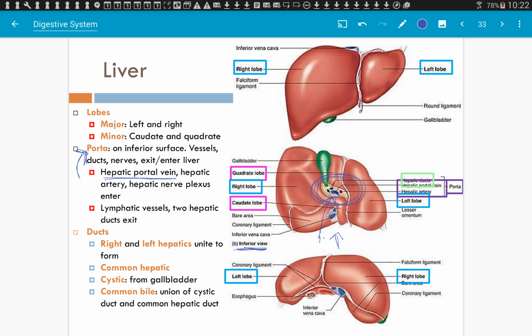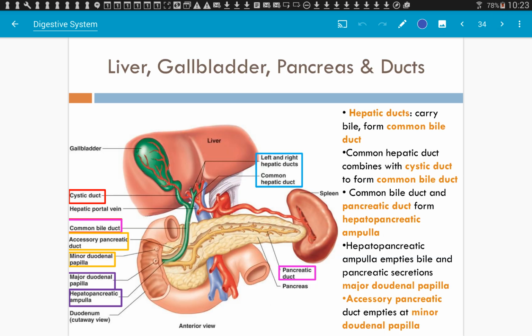Bile is produced by the liver and it's stored in the gallbladder, okay? And we're going to talk about these bile ducts in the next slide. So I'm going to skip this part for now because we are going to talk about it in the next one, okay? So the bile ducts you will need to know, but I have a better picture to show you. Okay, this is the better picture.